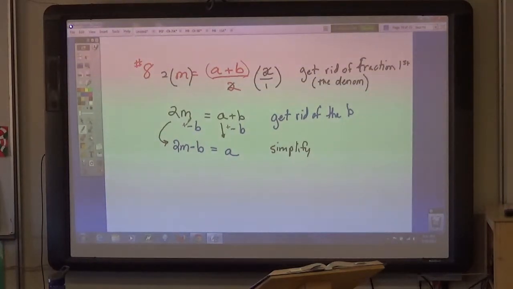All right, those are some sample problems. Those are the different types of problems that you're going to need to know how to transform for the test.